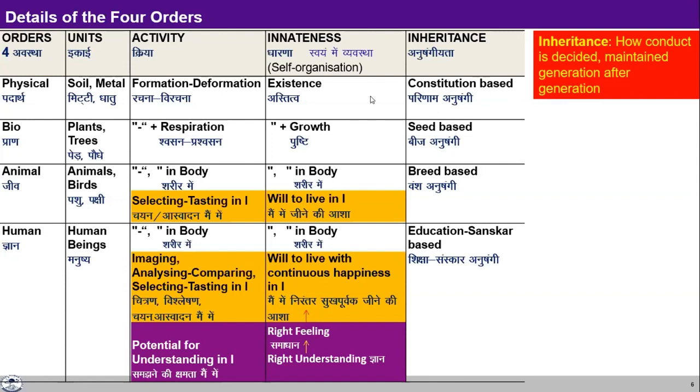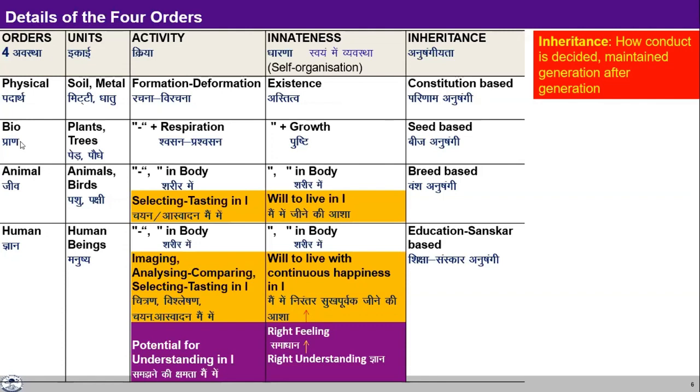The way this cursor is moving, this is also a conduct owing to the activity of the physicochemical units inside this laptop. So if you can see, the constitution of the physicochemical unit of the physical order completely determines the conduct of the unit of the physical order. So whatever research that we are doing in the physical order, in physics or chemistry, ultimately it is limited to the conduct based on the constitution.